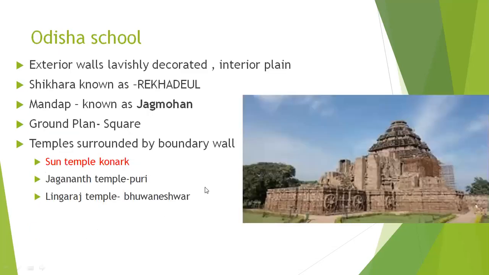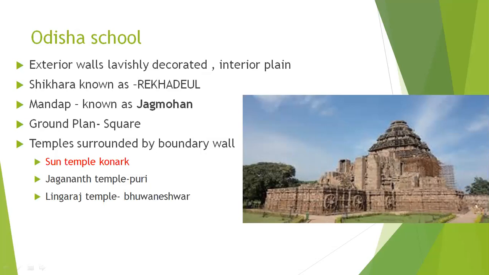Now let's move on to the subtype of Nagara school, the Odisha school, which developed around Bhubaneswar and Puri. The architecture here is that exterior walls are lavishly decorated, as you can visualize here, while the interior walls are plain. The shikhara is known as the Rekha Deol. Look at the shape of the shikhara. The ground plan is more or less square.